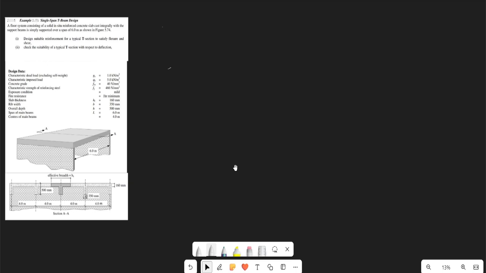So the question says already that we are supposed to design a suitable reinforcement for a typical T section. All right, and a T section, you know already that it is different from a rectangular beam section, so the approach will definitely be different. Okay, you can see it's even in bold letters. So the first thing you want to do is to calculate or determine your design loadings, or you call it your beam loadings.